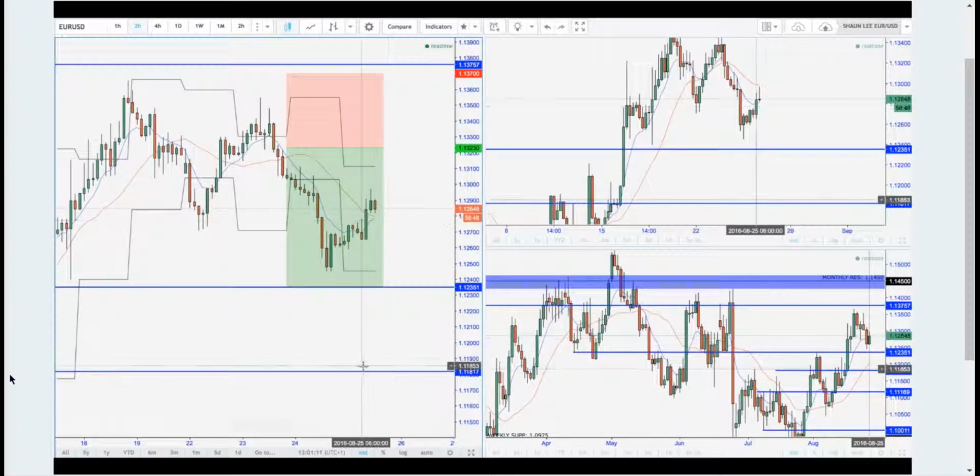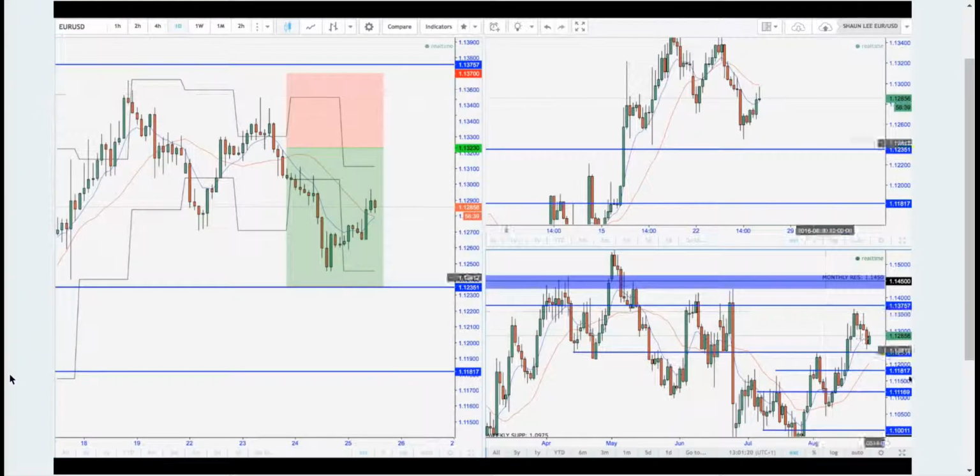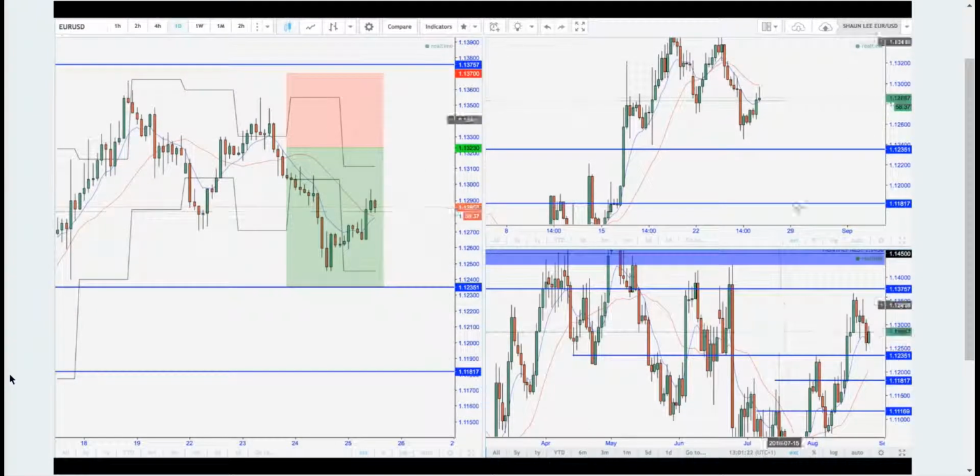So Euro USD over here. I've got my 2 hour, which I'm flicking between the 2 hour and the 1 hour. Again, this is advanced stuff. This is advanced mapping of the overall trend direction, which I have in my daily here. I've got my 4 hour over here as well, and then I'm refining my entries on the 2 hour.